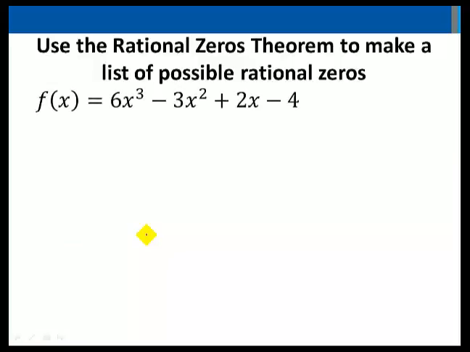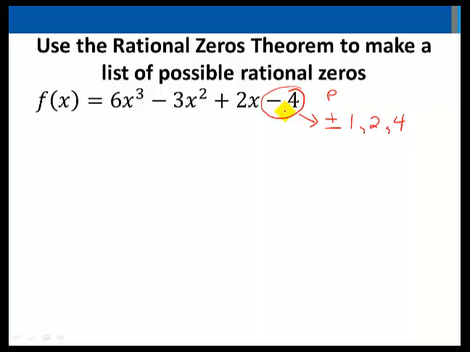polynomial f of x equals 6x cubed minus 3x squared plus 2x minus 4. I'll start with determining my constant term, negative 4 here. This is where my p's come from. So my p-values are going to be plus or minus the factors of negative 4, which would be plus or minus 1, plus or minus 2, plus or minus 4. For example, negative 1 times 4 gives me negative 4. 2 times negative 2 gives me negative 4.